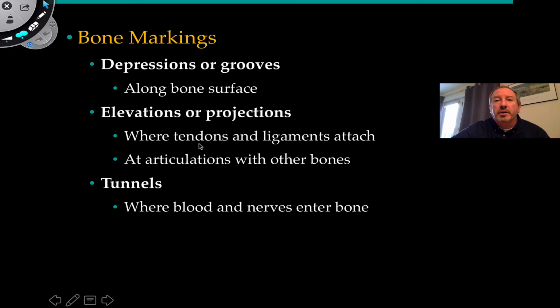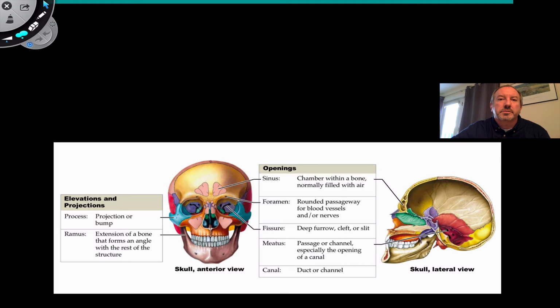And so when I say tendon, it means where muscles are attaching to the bone, and ligaments are where bone to bone are attaching. And those are both two different types of connective tissue. And tunnels are, as the name may imply, openings where blood vessels and nerves can enter into the bones. Okay, and so elevations and processes. I want to first look at processes and sort of these angles or branches called ramus.